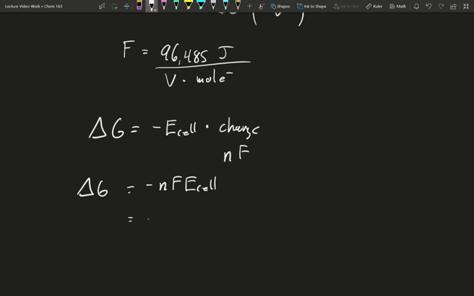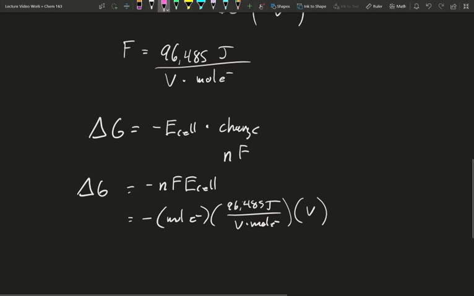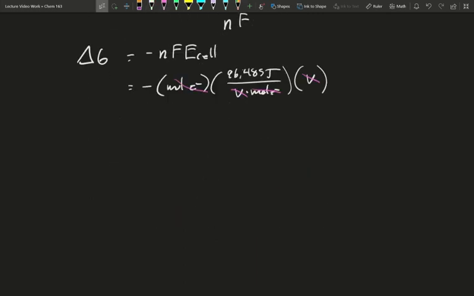If we think about our units for a second, that's going to be mole of electron, 96,485 joules per volt per mole of electron, and volts. And so if we actually calculate it out, our moles of electrons will cancel, our volts will cancel. We'll be left in joules. So for any given voltage, the Gibbs energy is equal to the negative moles of electrons that we actually used times the Faraday constant times that voltage.